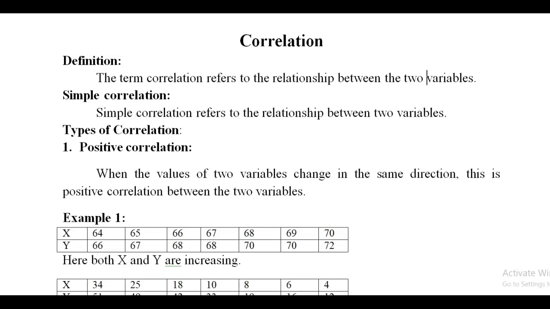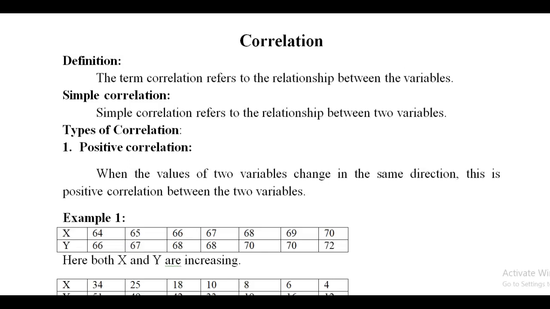That is how we can easily define it: whether they are friends or enemies or not at all related to each other. That is what is known as correlation. The next definition is simple correlation. Simple correlation means we are considering the relationship between only two variables.